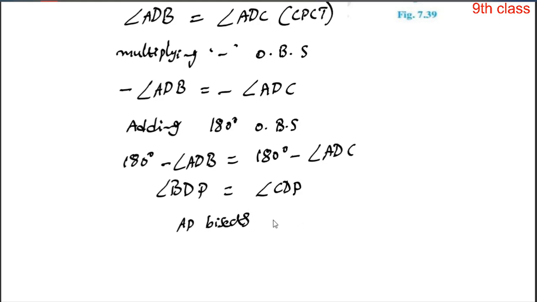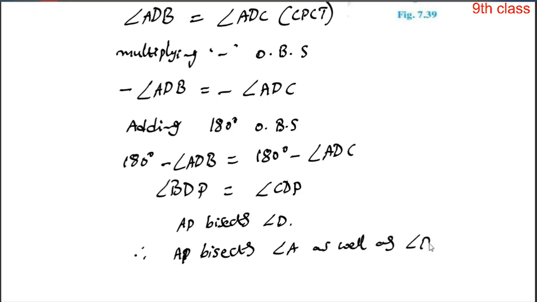AP bisects angle D. Therefore AP bisects angle A as well as angle D. Already we proved in the first condition AP bisects angle A. In the third condition we proved AP bisects angle D. So AP bisects angle A as well as angle D.